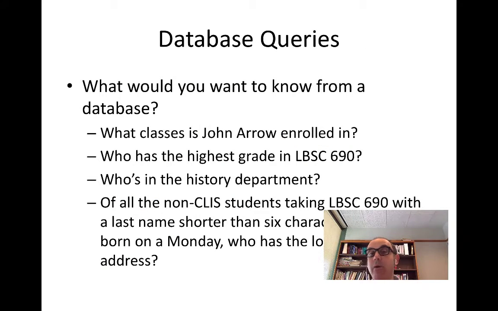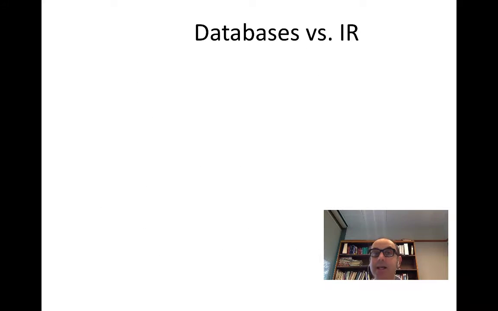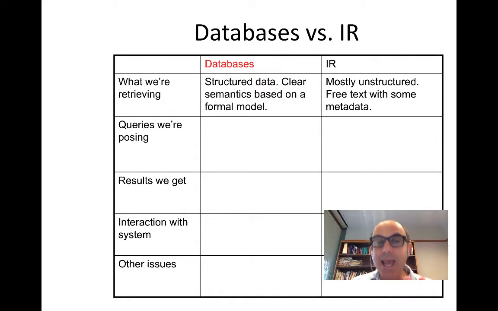So a database query, when we are searching a database: what class is John enrolled in? What is the highest grade in the class of library science? Who is in the history department? Those types of questions are what we are allowed to ask in a query in a database. A database is not Google; it is a closed set of data. So in this case, what are we retrieving? In a database, we are retrieving structured data, clear segments based on the code, the data that is available in the table.